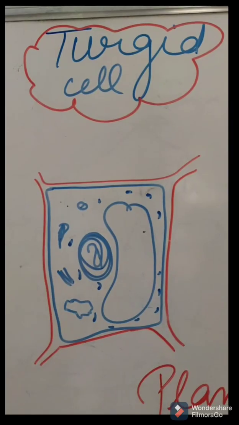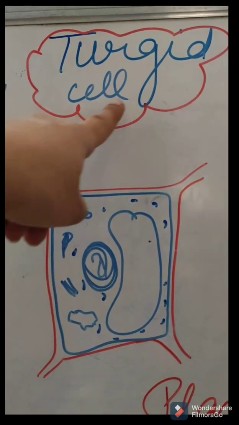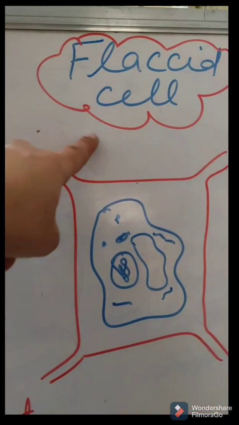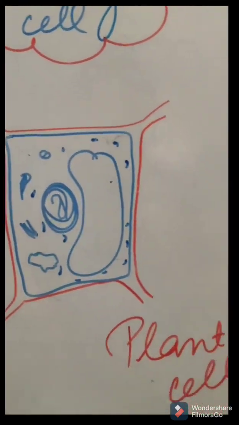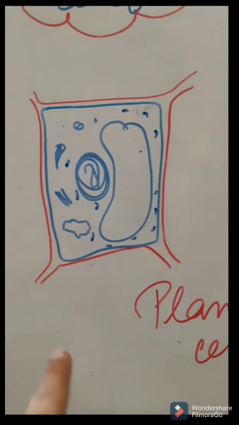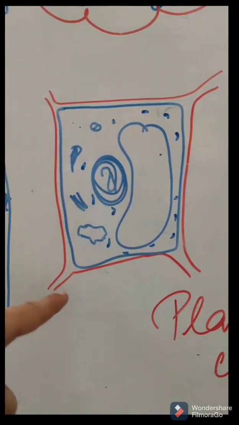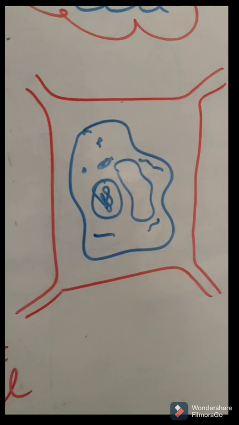Next we have turgid cell and flaccid cell, right? So we have taken here a plant cell. One is a turgid cell, the second is a flaccid cell. Okay, look at the cell which is labeled as turgid cell. You can see here the cell wall and the cell membrane are almost fused together. Very little space is there. Such cells are actually swollen. So they are known as turgid cells.